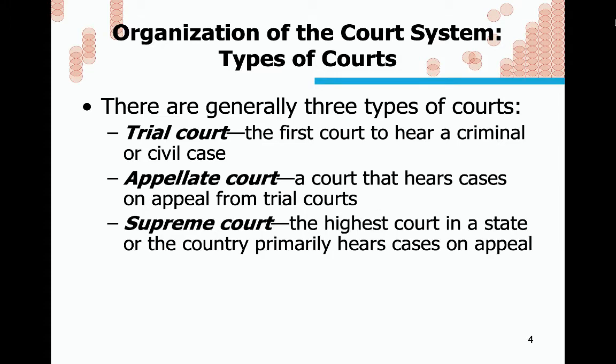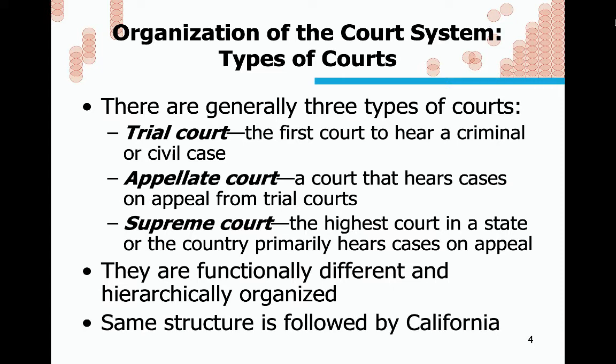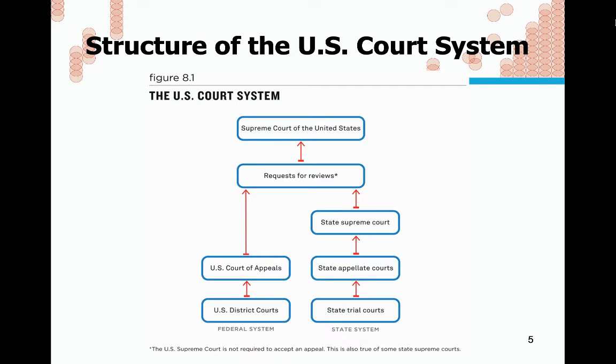And then finally, Supreme Court is the highest court in a state or the country that primarily hears cases on appeal. It's very rare that a case would go immediately to the Supreme Court of a state, much less the Supreme Court in D.C. They're functionally different and hierarchically organized, with the Supreme Court being on the top. The hierarchy is reversed from what you see here. But the same structure is followed by California, with trial courts, appellate courts, and the Supreme Court.